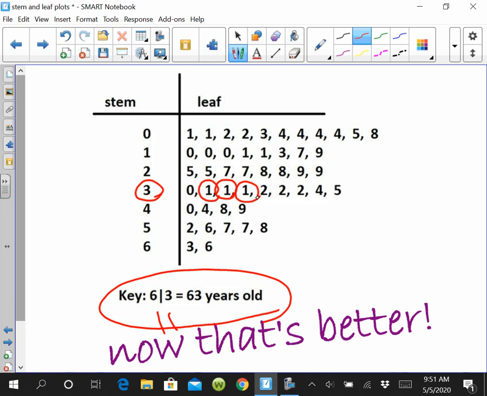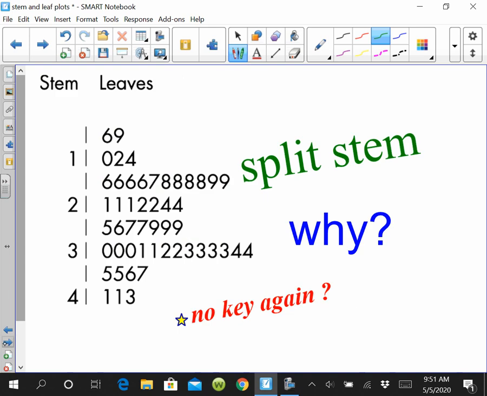I'll change colors. There was a 52-year-old and a 66-year-old was the oldest person. How are we feeling? Okay, stem and leaf plot.